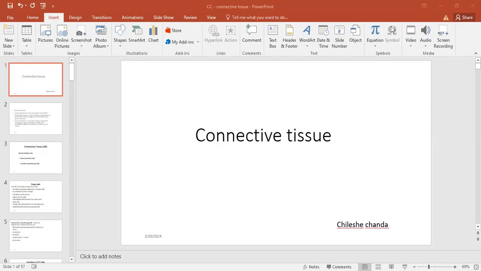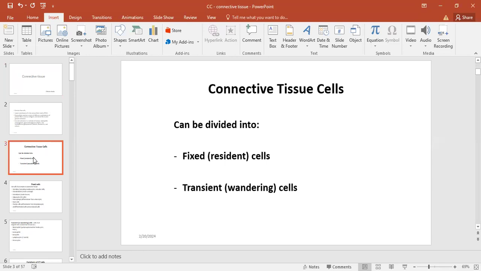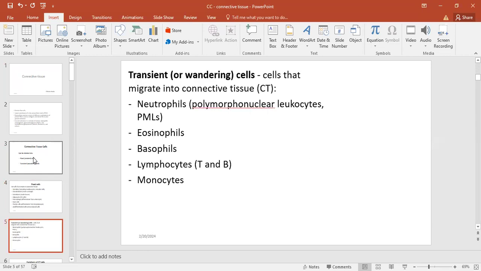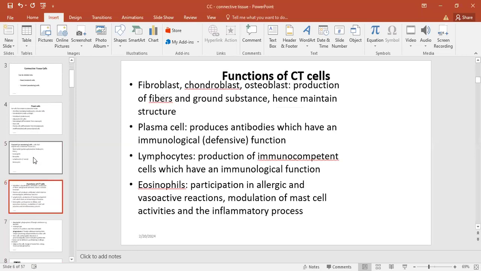In the previous session, we looked at connective tissue. We looked at the cells of the connective tissue. We talked about how cells are divided into either fixed or wandering cells. And we did mention the types of cells that are fixed and the ones that are wandering. And we went ahead and talked about what the extracellular matrix is composed of, and what produces the extracellular matrix.